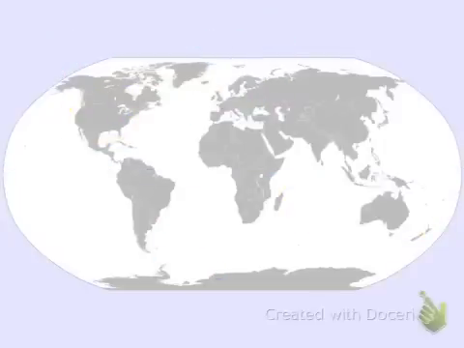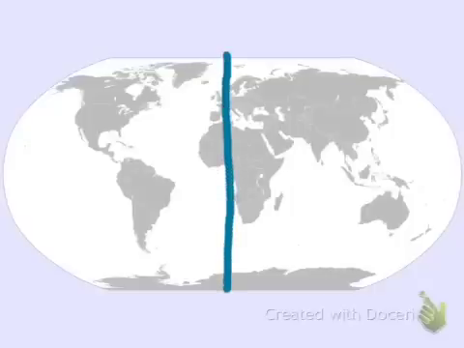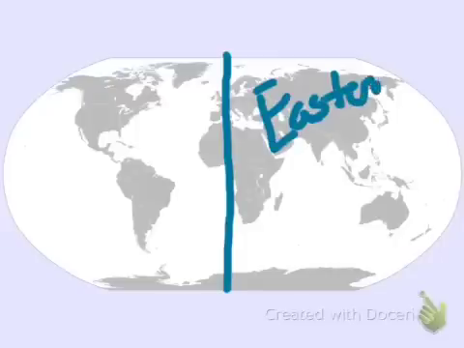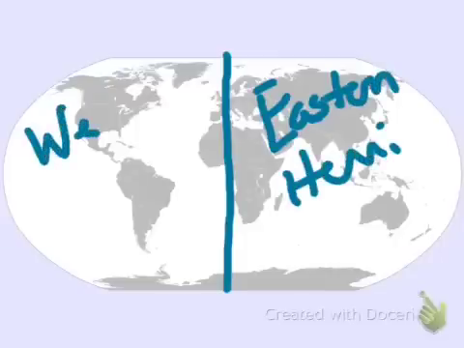Now, the other 2 hemispheres are the eastern and the western hemispheres, okay? And they are divided by what we call the prime meridian. Okay, and this is 0 degrees longitude, and we're going to talk a lot about longitude and latitude in the coming days. Basically, this, as you probably can figure out, is the eastern hemisphere, and this is the western. So we live in the western hemisphere.